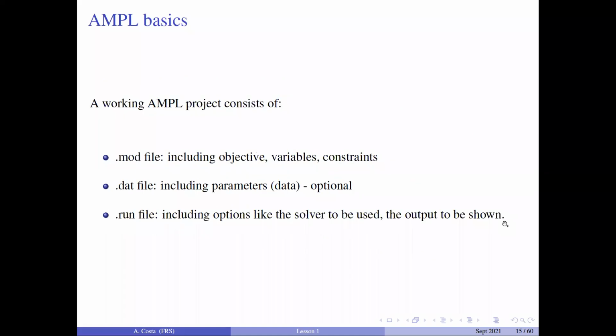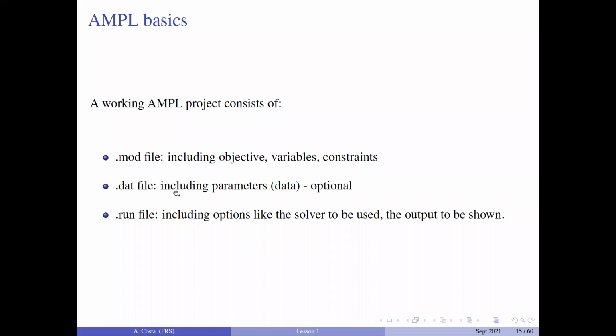Okay, so when you work with AMPL, there are different ways to create a model, but the one that I want to focus on here is this one. Separate a problem in three parts. One is a model .mod file. Here we specify objective, variables, constraint. Then there is a data file that can be optional. And then there is a run file. A run file is basically where we specify the solver we want to use, the kind of output we want to be displayed, and so on.